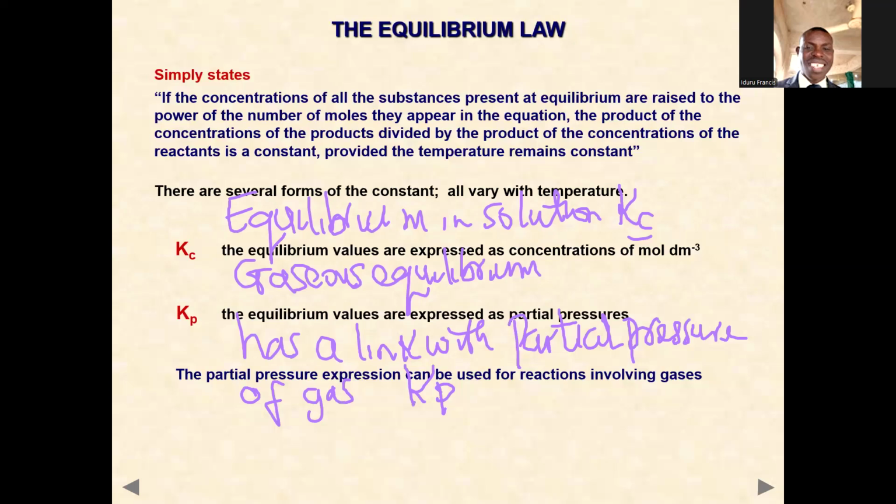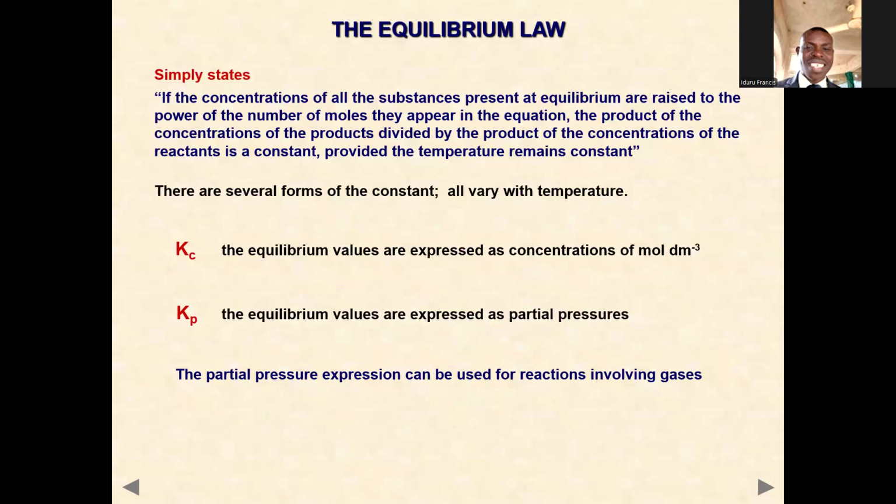This P here is the pressure of the reaction at equilibrium. So C and P represent the same thing, but with different concepts. C is talking about equilibrium concentration, and P is talking about partial pressure at equilibrium for gases. That is one. And now we have Kc. Equilibrium values are expressed as concentration.